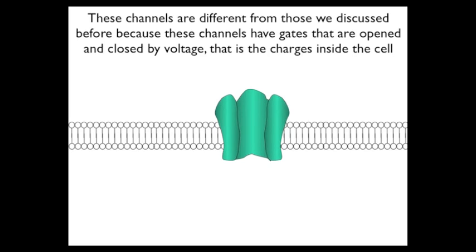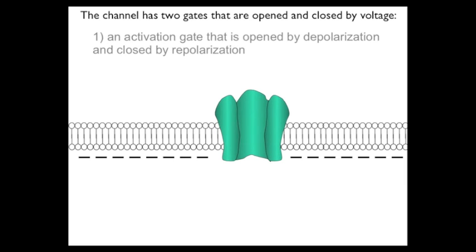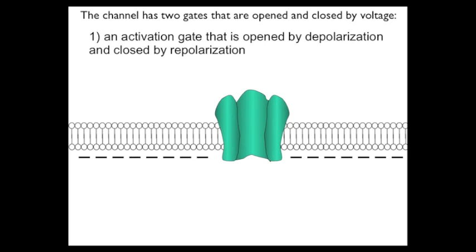These channels are different from those we discussed before because these channels have gates that are opened and closed by voltage. That is, they're opened and closed by the charges inside the cell. The channel has two gates that are opened and closed by voltage. One, an activation gate that's opened by depolarization and closed by repolarization. There it is, the activation gate.